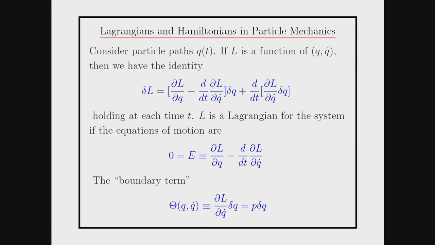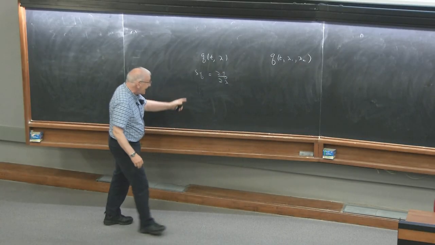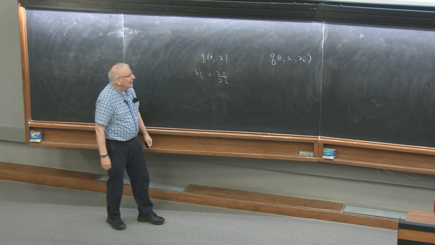I have these paths that I'm perturbing off the path. I'm going to consider one parameter families, for one variation. So lambda is just some parameter, and by delta Q, I just mean the partial derivative of this with respect to lambda. Everything is going to be assumed to have smooth dependence on all variables. When I consider a second variation, I'm going to be considering a two-parameter variation of the Q. So the delta 1 Q will be the derivative with respect to lambda 1. You can see this is not highly sophisticated. And the delta 2 Q will be the derivative with respect to lambda 2.